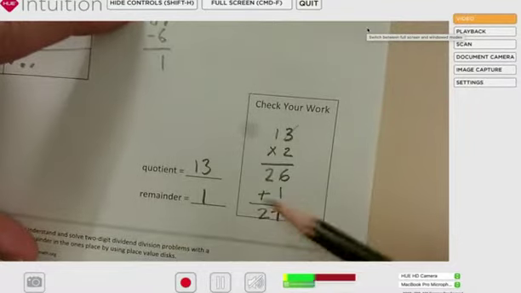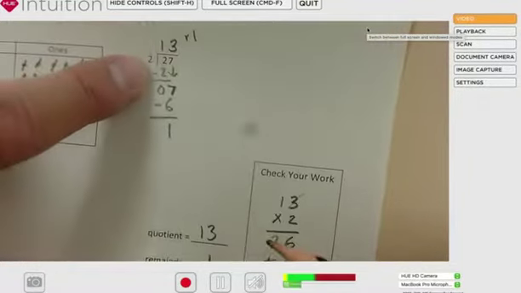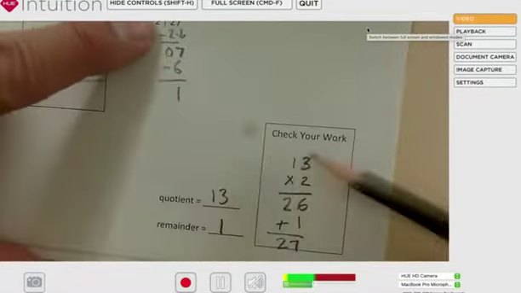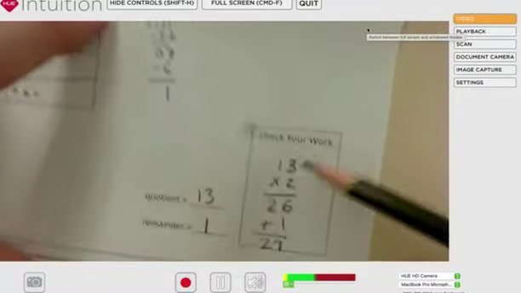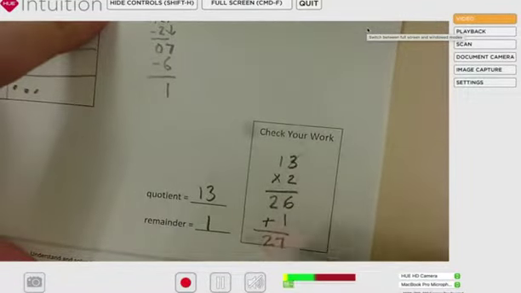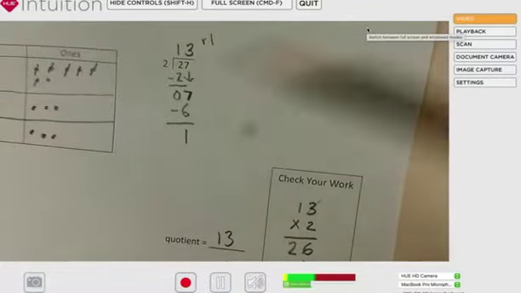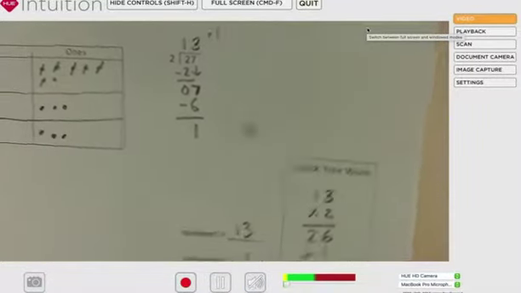So in other words, if we didn't end up with a 27, if we ended up with something else, we've done something wrong. Either here or somewhere else, probably here. Do you see what I'm saying? So that's what we're doing.